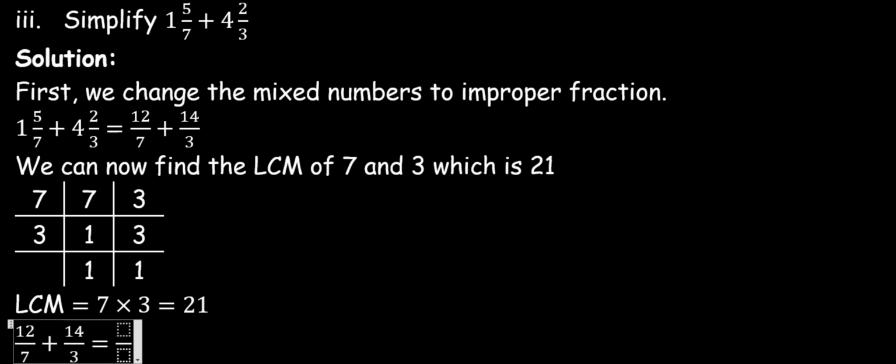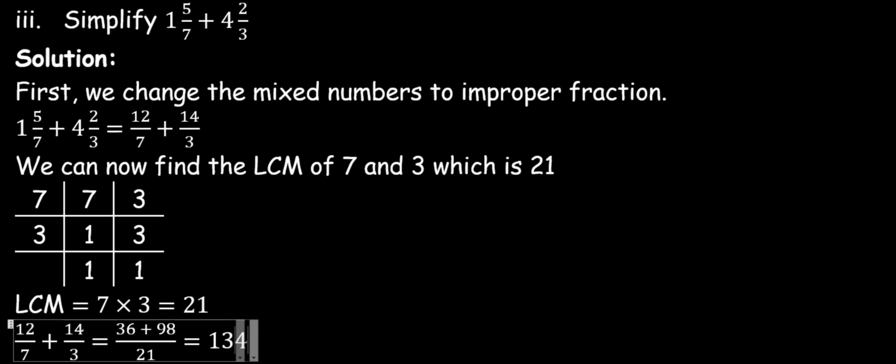Our given problem, which is now in improper fraction, 12 over 7 plus 14 over 3 will be equal to, put the LCM at the denominator, which is 21. And in the first case, 7 divided 21 will give you 3. 3 times 12 will give you 36 plus 3 divided 21 will give you 7. 7 times 14 will give you 98. Hence, the value written at the numerator there, which is equal to 134 over 21. And that will give us 6 whole number, 8 over 21.